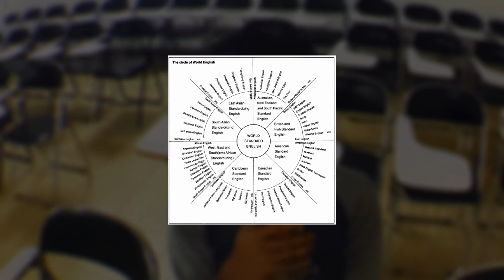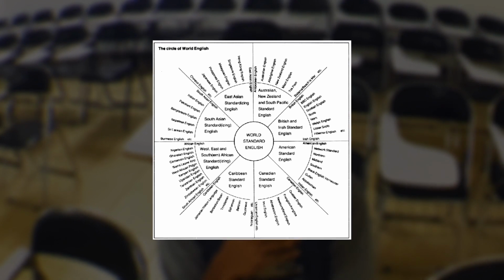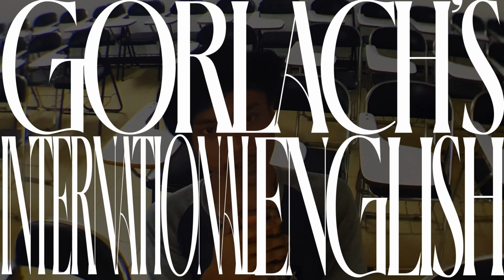The next model will be the McArthur Circle of World Englishes. This model consists of 8 different categories. This model represents the varieties of English, the relationships between those varieties of English in a circular form. There are actually 3 main parts in this circular form. The first part is the center, and then the second one is the second wheel, and the last part is the last wheel. As for the center, there is the notion of world standard English, which is similar to Gerlach's International English. And then in the second wheel, there is a band of regional varieties, including both standard and standardizing forms. As for the last wheel, there are 8 categories of region in which the varieties of English are located.